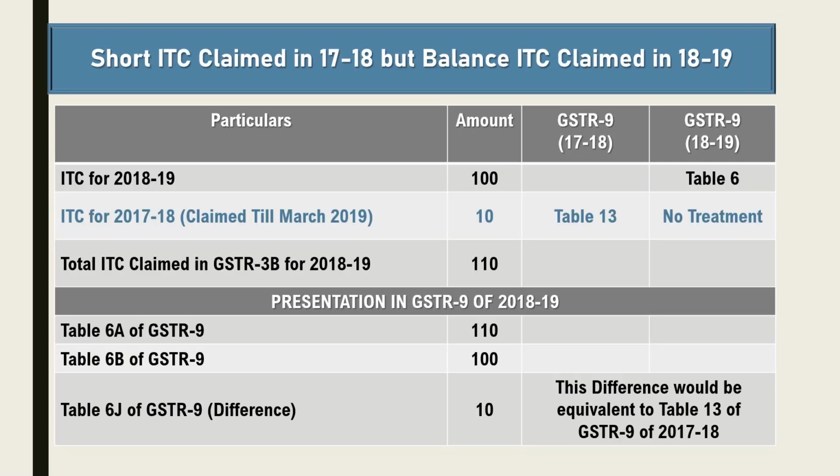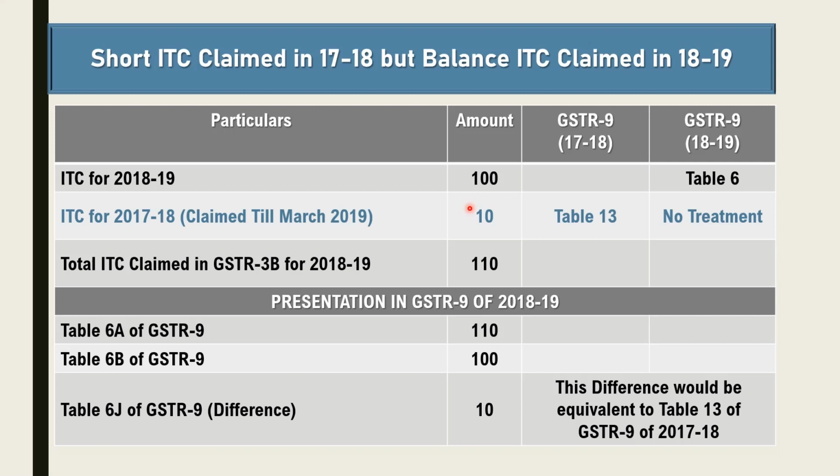Now coming to the ITC part. Supposedly there was a short ITC claimed in 1718 but the balance ITC was claimed in GSTR 3B of 1819. Let's take an example. My total ITC claimed in 3B of 1819 is 110, out of which 100 rupees pertains to 1819 and 10 rupees pertains to 1718, which was claimed in 3B of 1819.